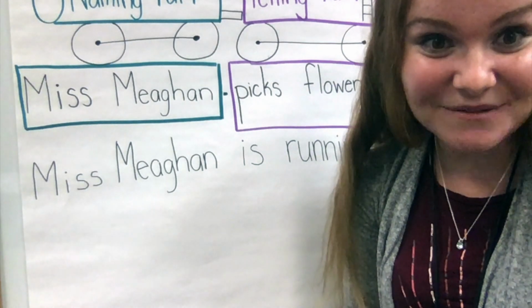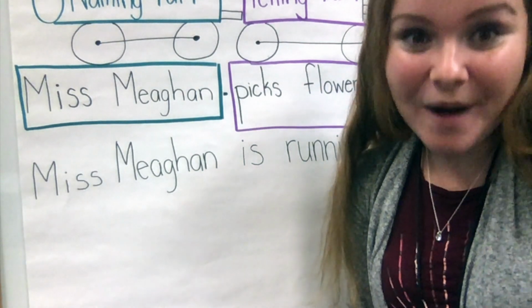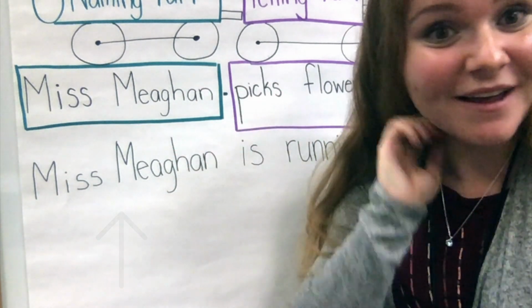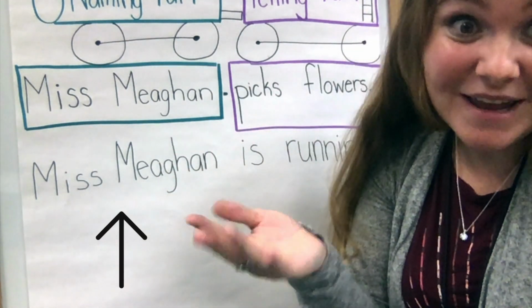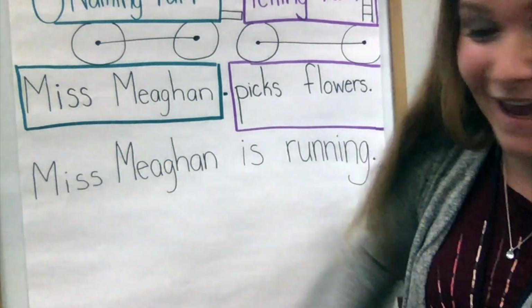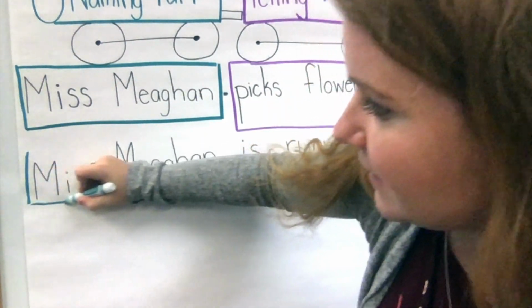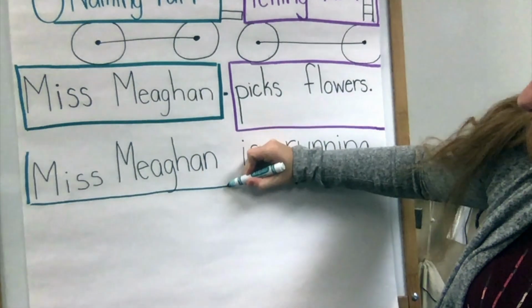Help me put a box around the naming part. What part of my sentence tells the who, or names who? That's right, the beginning where it says Miss Megan. Let's go ahead and draw a box around Miss Megan. This is my naming part.